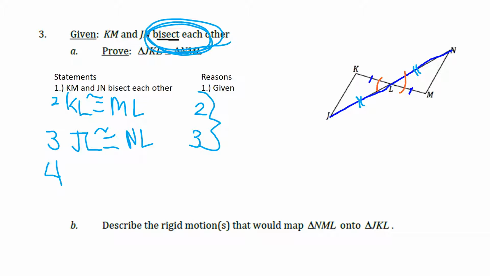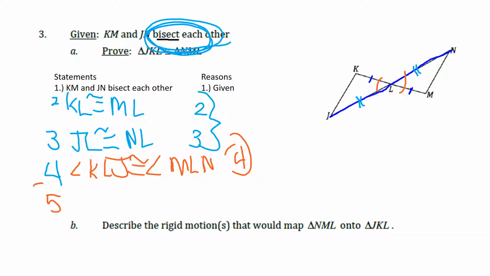I can't just say angle L. So I would say angle KLJ is congruent to angle MLN, sorry. And my reason for that would be they're vertical angles, so they have to be congruent. All vertical angles are congruent. You fill that in on your own.